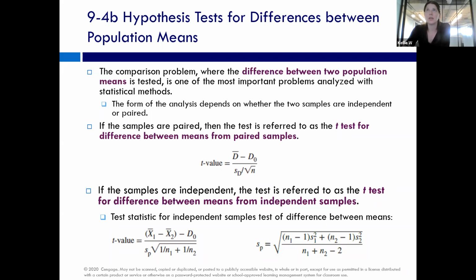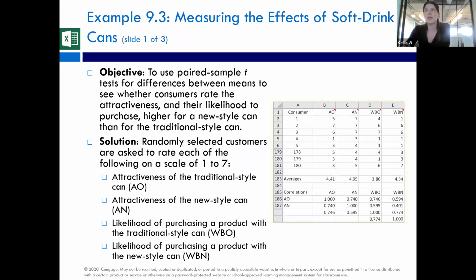And so to do that, we pair our samples, and then we do a t-test for the difference between means from the paired samples. So it's just a different way of calculating the t-value. And if our samples are independent, then we have these test statistics shown below. So the t-value, where we're subtracting the means of each population from each other in that calculation. Again, Excel can handle all of this work for us.